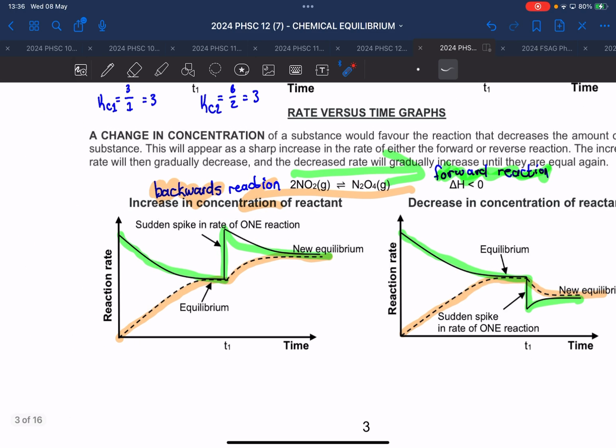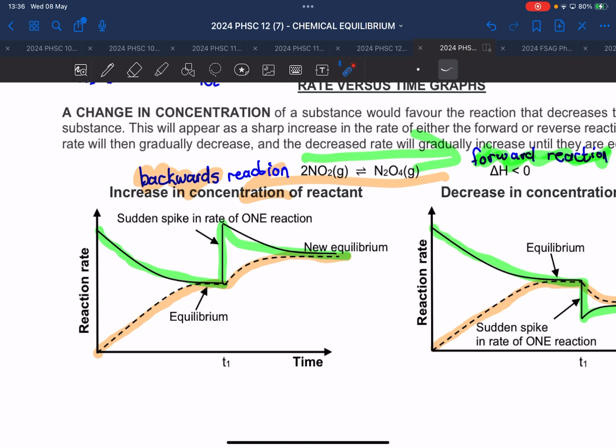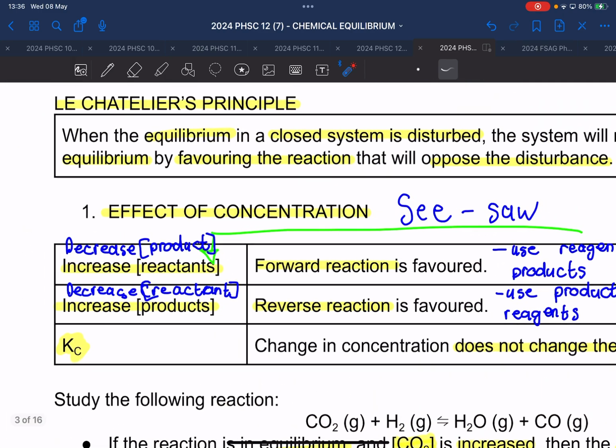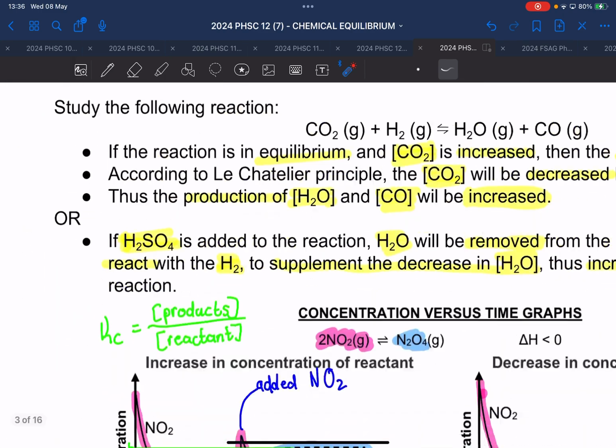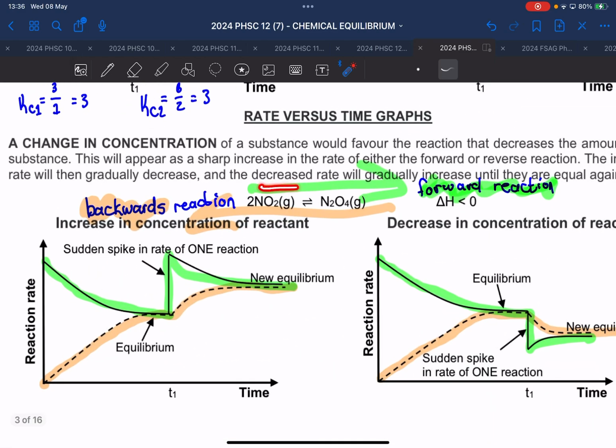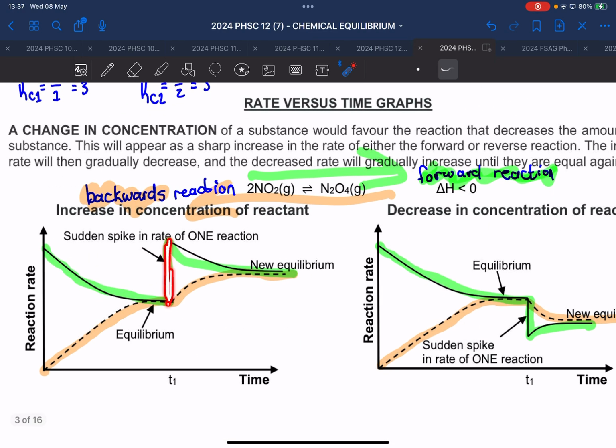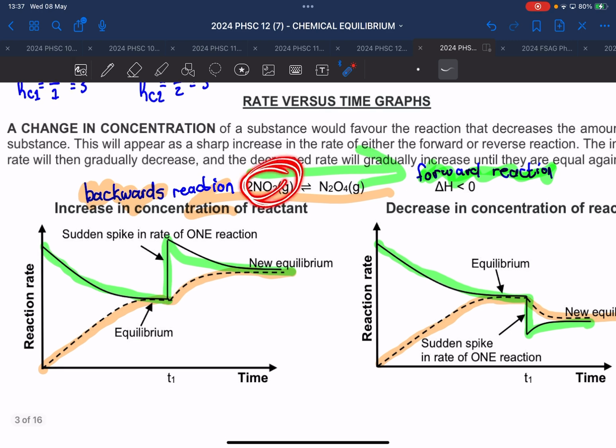Okay. So we have an increase in concentration of a reactant. If we look at our table, if we increase our reactant, the forward reaction is favored. Our forward reaction is our green reaction. So we can see there's a sudden jump in the rates of the reaction, right? Because there are now more NO2 to react with it. And then we will reach a new equilibrium.